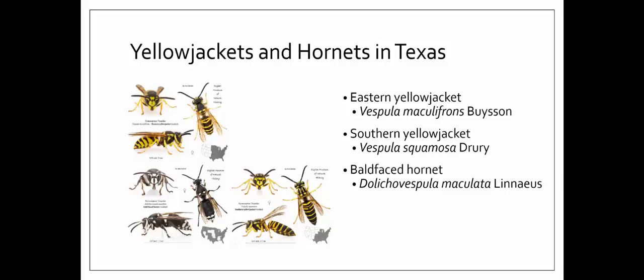Some examples of yellow jackets and hornets you may find in Texas are the eastern yellow jacket as seen in the top image, the southern yellow jacket depicted in the bottom right image, and the bald-faced hornet shown in the bottom left corner.